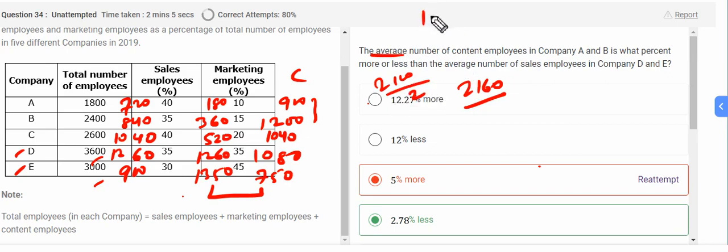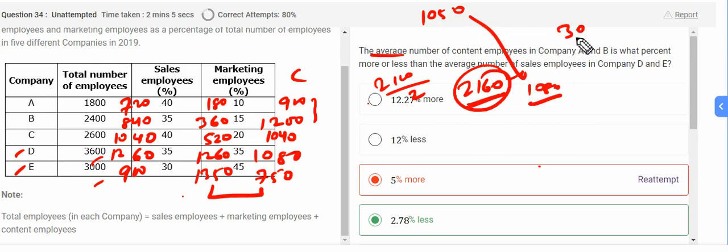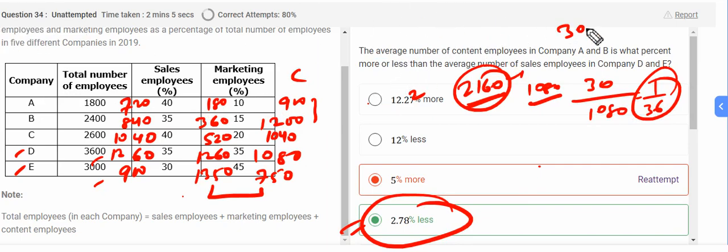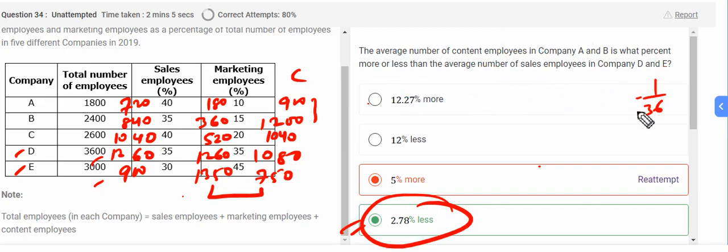So 1050, and average of this number will be 1080. So what is the amount less? So we'll take the difference. So difference over 1080 will be 1 by 36. This is nothing but 2.78%. It is clearly seen. Okay, now let's move to the last part of this question.